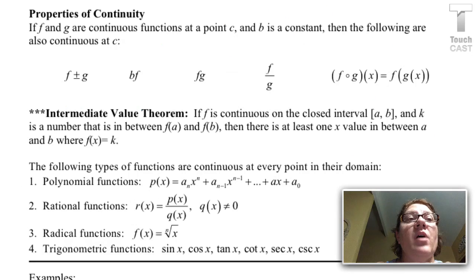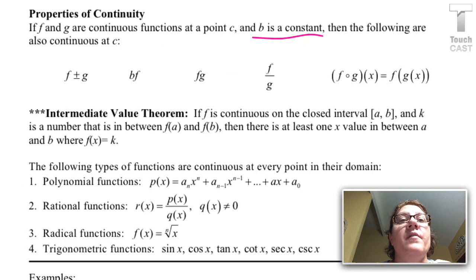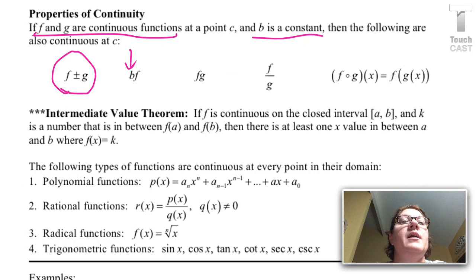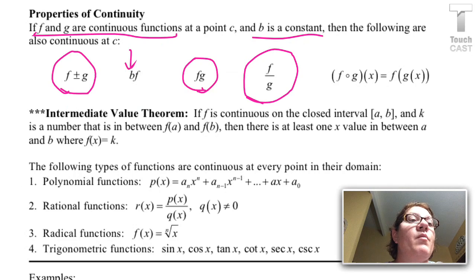And then some properties about continuity, keeping in mind that b is just a number, some constant. If I have two continuous functions and I add them together or I subtract them, that's still continuous. If I take a continuous function and I multiply by a coefficient, it's still continuous. If I take two continuous functions and I multiply them together, still continuous. If I divide them, still continuous. And if I compose them, doing f of g of x, that's also still continuous.